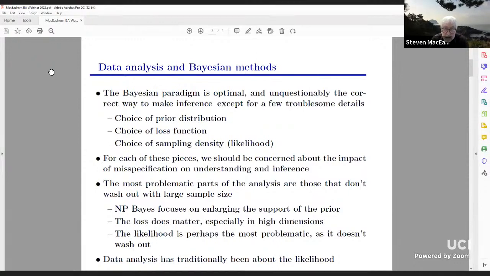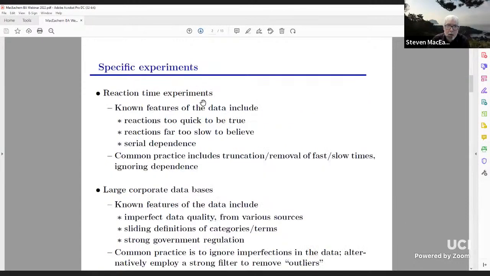On the other hand, some parts simply don't wash out. Even if you get more and more and more data, they're still important. And the likelihood is probably the biggest one for general concern, because we want to get to that posterior distribution. And of course, this is what people have been wrestling with long before they were doing Bayes, when they were just trying to do statistics and look at data sets and extract information from it. In a sense, because Bayes is driven by likelihoods, the primary place where data analysis bumps up against Bayes is the formation of the likelihood.